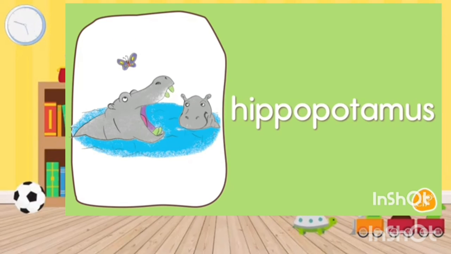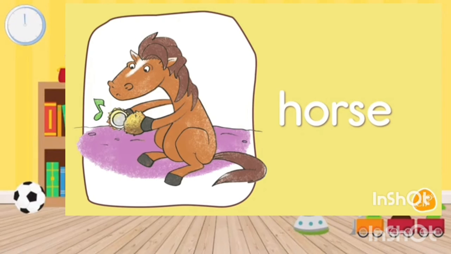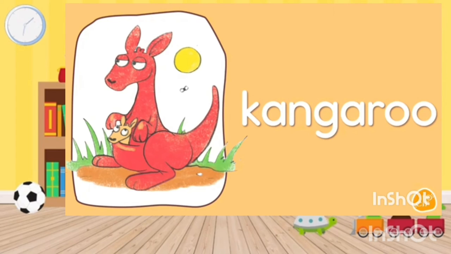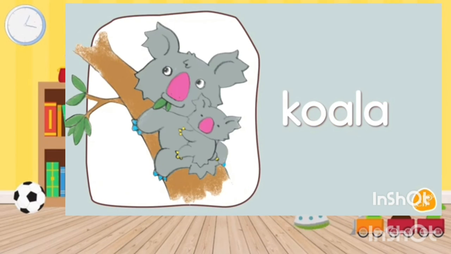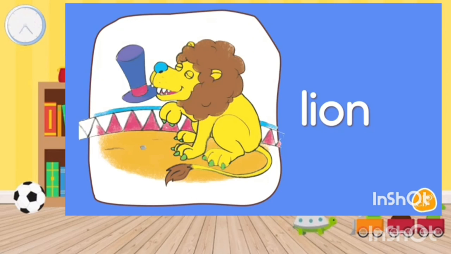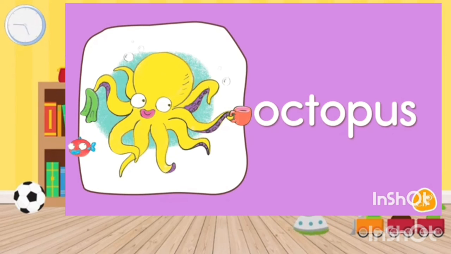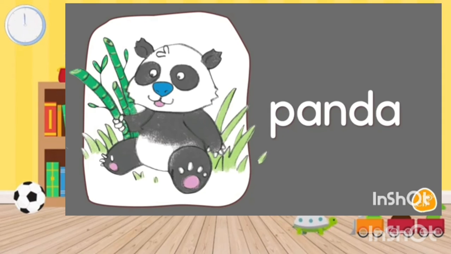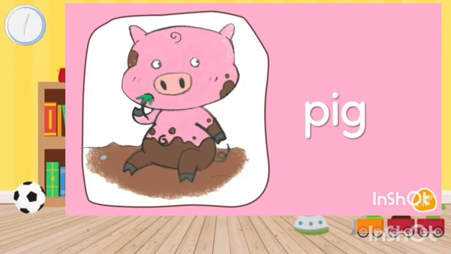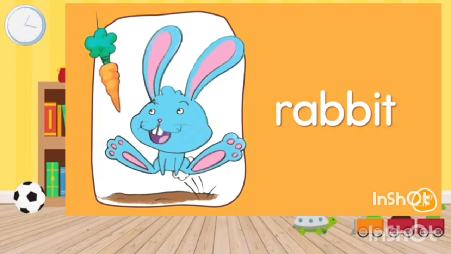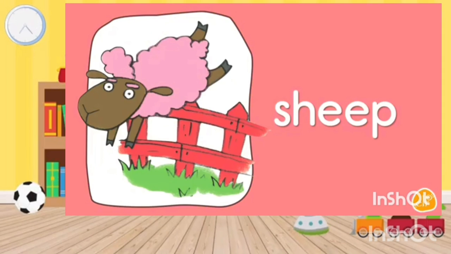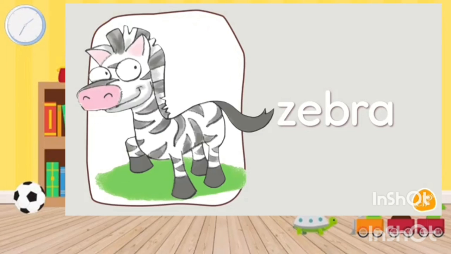hippopotamus, horse, kangaroo, koala, lion, mouse, octopus, panda, pig, rabbit, sheep, zebra.